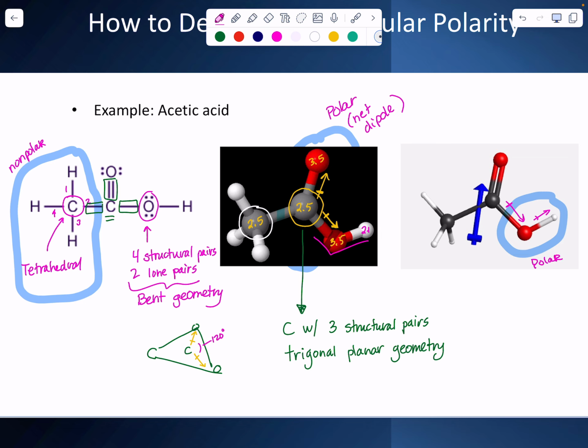So the last thing that you see here, this right here, that picture was generated using WebMO, and that is the molecular dipole. If you took the shape of the molecule and added up all of these little individual dipoles that we figured out, taking into account the magnitude of the uneven distribution of charge, this is what you would get. So this is the overall molecular dipole.